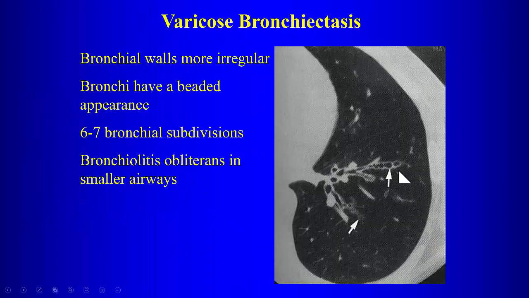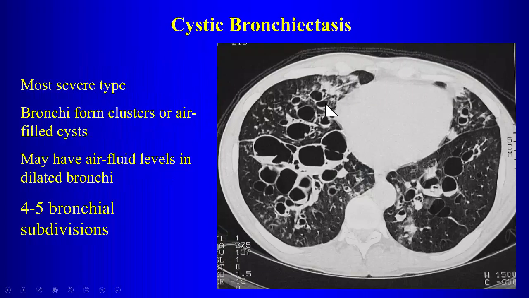When we get to varicose bronchiectasis, now you start to see this beading within the airways, and there is a reduction in the number of distal subdivisions of the airways here. So there's bronchiolitis obliterans or scarring within the distal smaller airways, and then the most severe form, cystic bronchiectasis.